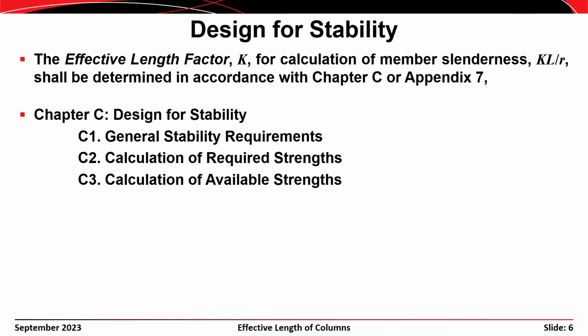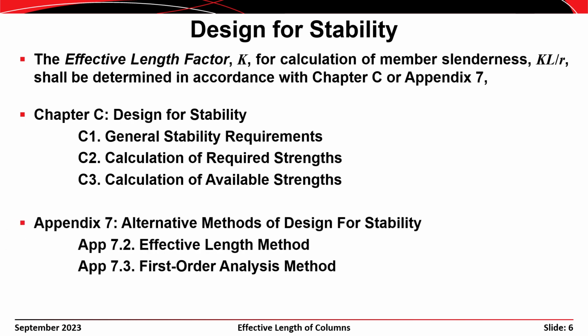Chapter C is titled Design for Stability. It's one of the more involved chapters that's included in the specification, and it's also one of the newer chapters in the specification. We also have Appendix 7, which is titled Alternative Methods of Design for Stability, that provides two more methods for addressing effective length. The procedures included in Chapter C are often referred to as a direct analysis method, and Appendix 7 includes the effective length method and the first order analysis method, both of which center around the use of alignment charts.